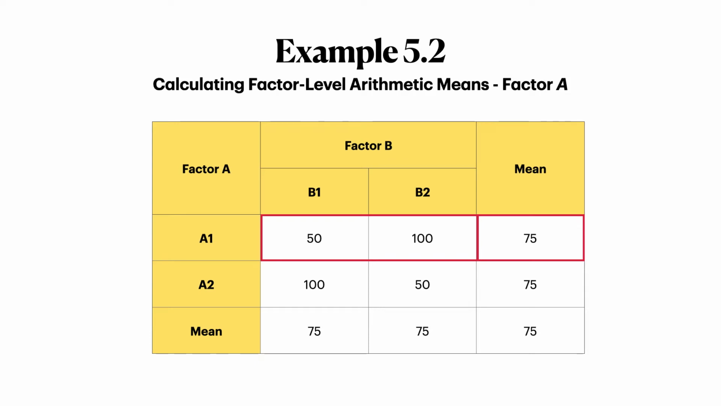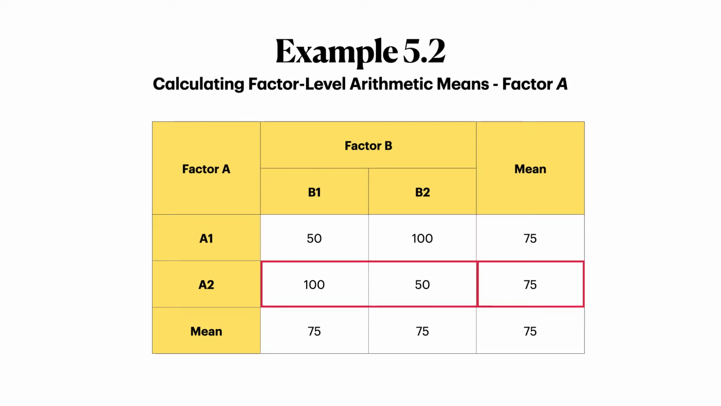You can see here I've added a column on the right that is going to contain the means of the two factor levels for factor A. And so 75 is the mean of 50 and 100. That's the mean of the first level of factor A. And then the mean of the second level of factor A is again 75, being the mean of 100 and 50.